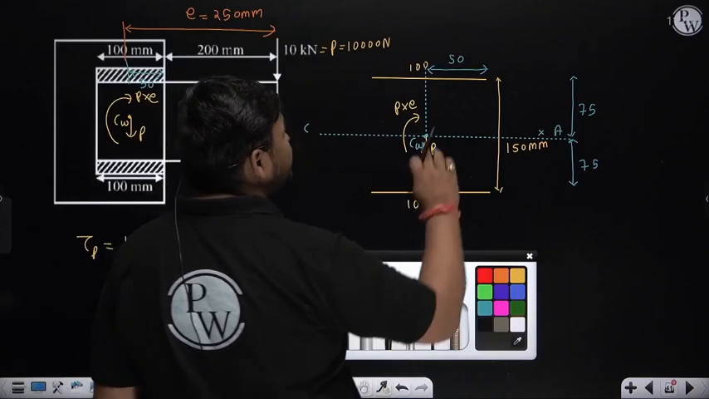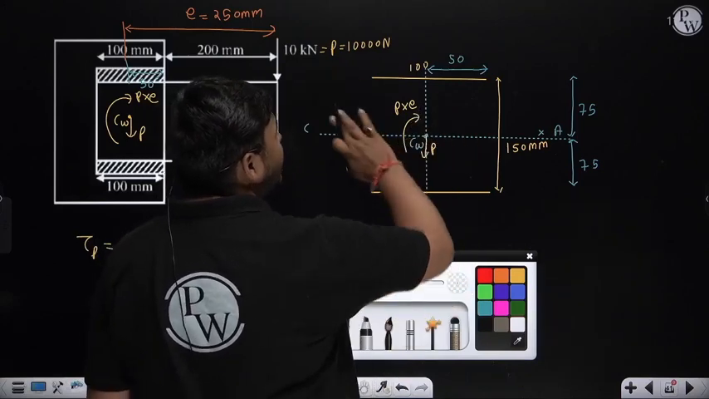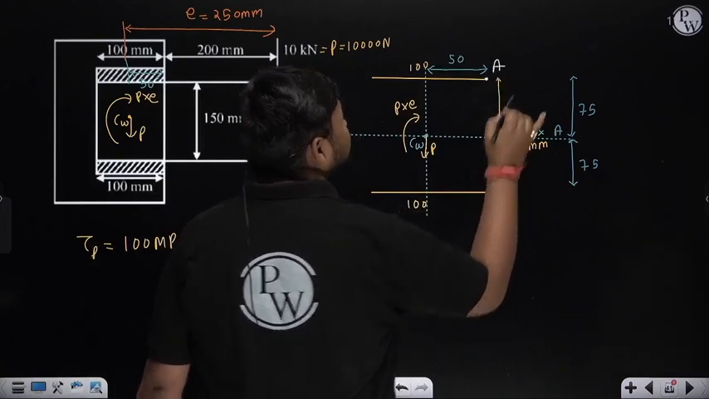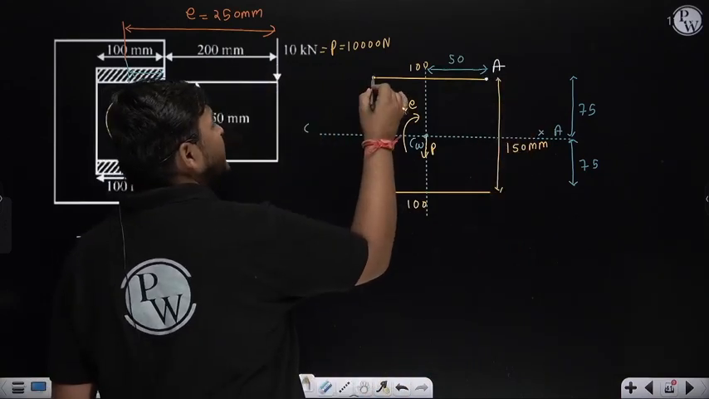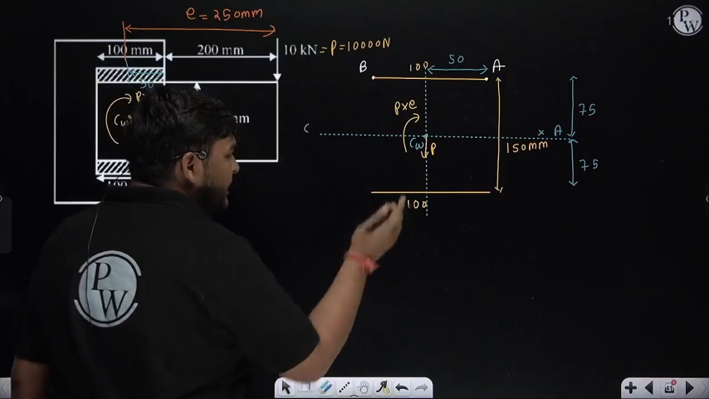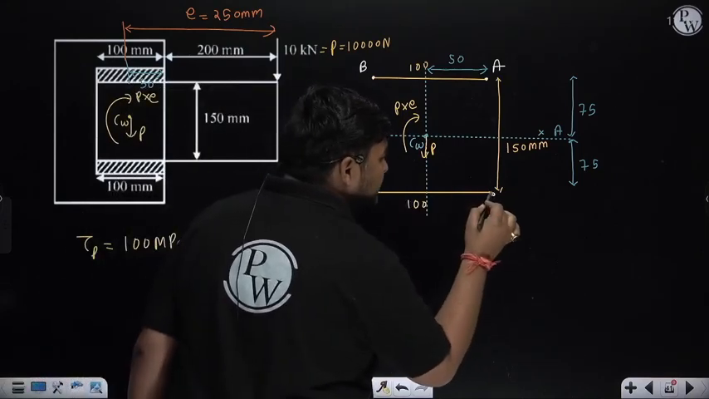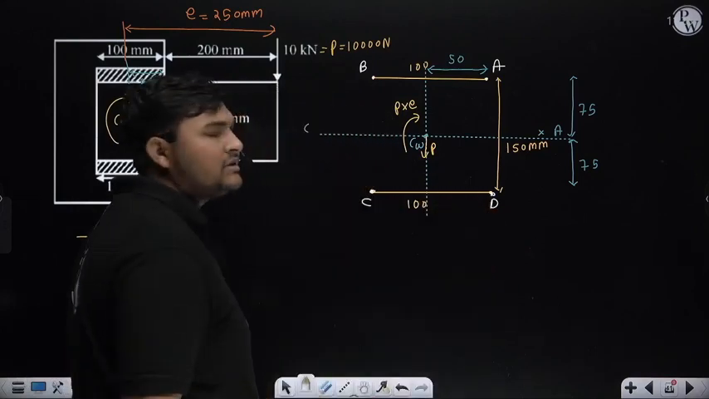Now what will we do to find the critical point? First see all the points which are farthest from this CW on all sides. On this side the farthest point is this point, suppose I am denoting this point as A. On this side the farthest point is this point, I denote it as B. On this side the farthest point is this point, I denote it as C. And on this side the farthest point is this point, I denote it as D.